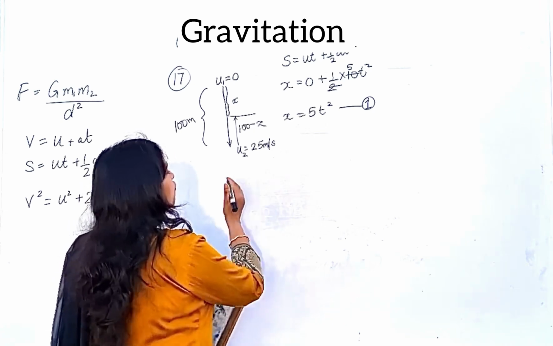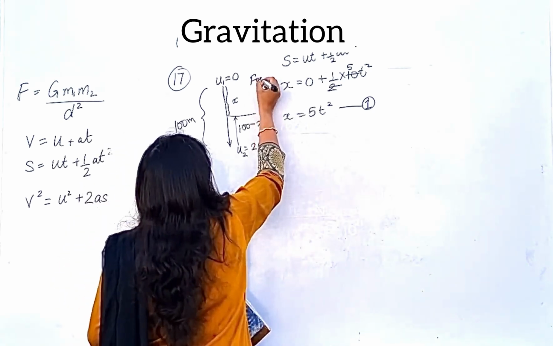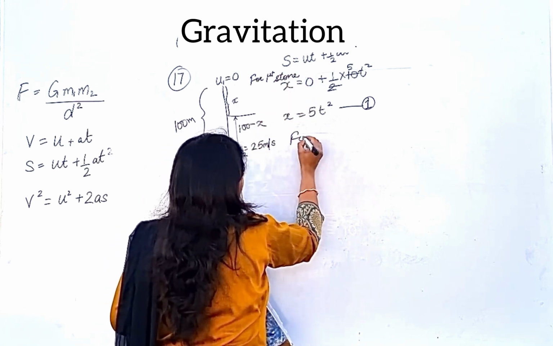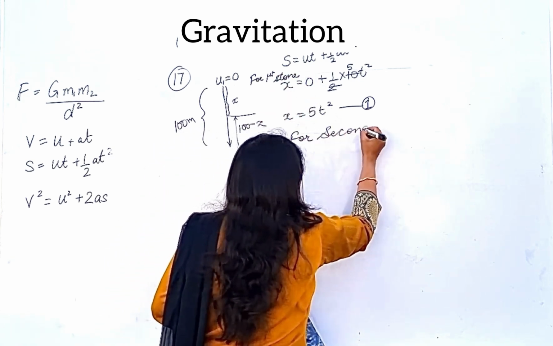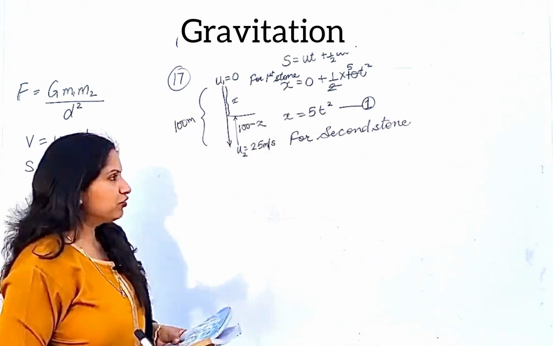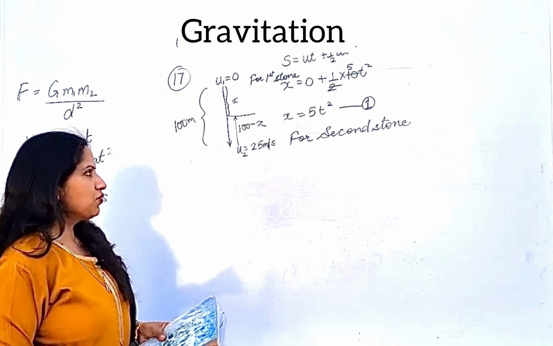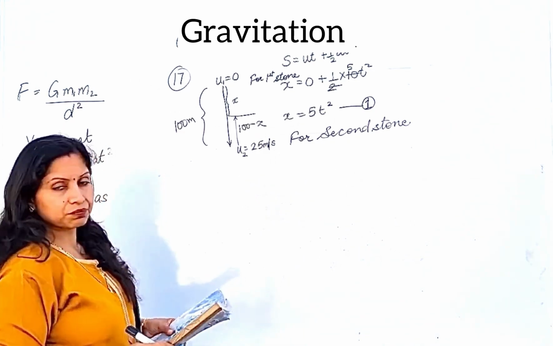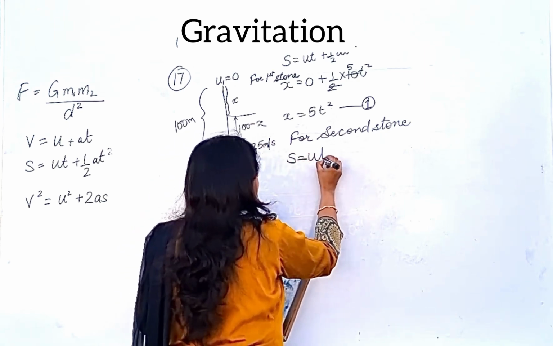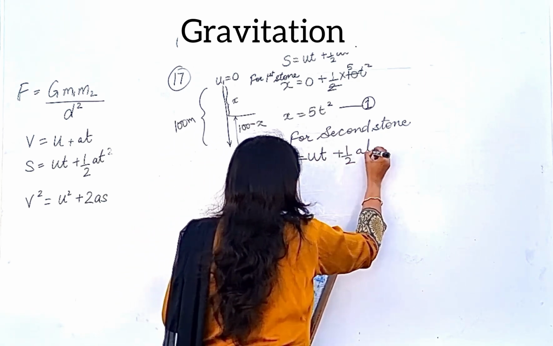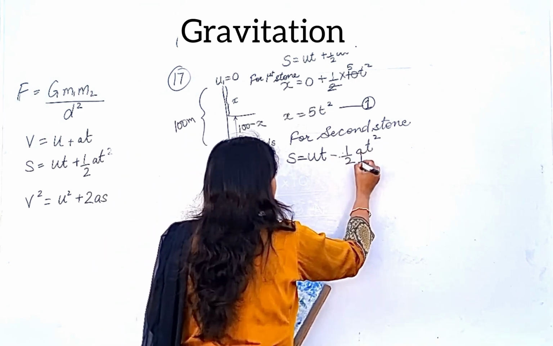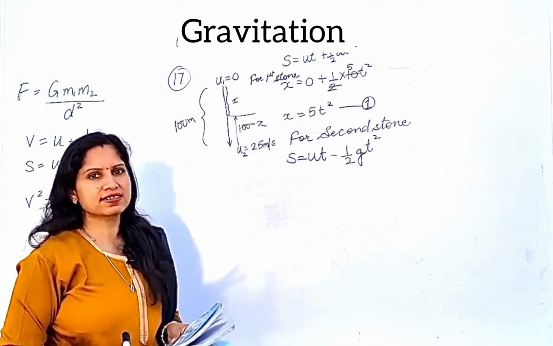Fine. Now, this is for the first stone. Now, for the second stone. For the second stone, what will be the values that we'll be taking? Initial velocity is given 25 meter per second. Okay. Suppose the distance covered, we'll use the same equation. S is equal to ut plus half at square. But instead of plus, we have to take it as minus half gt square because it's going against gravity.